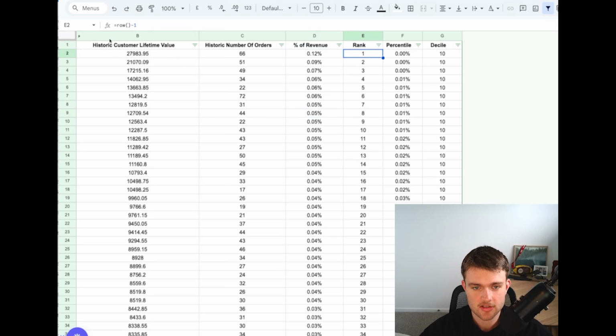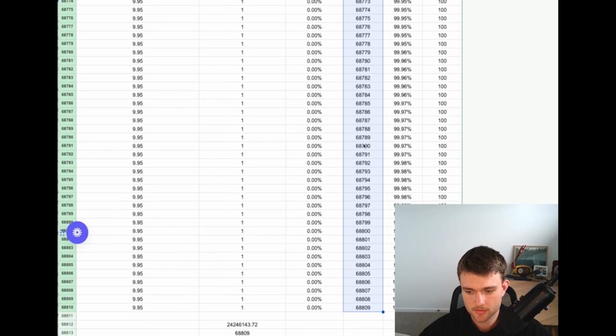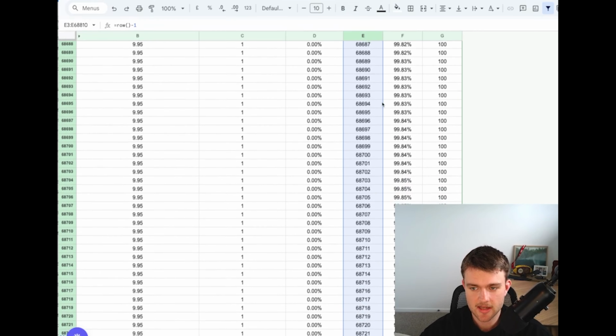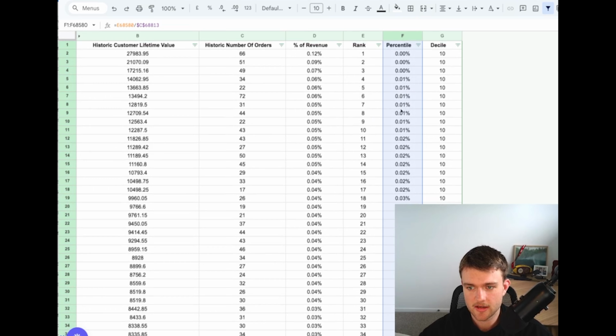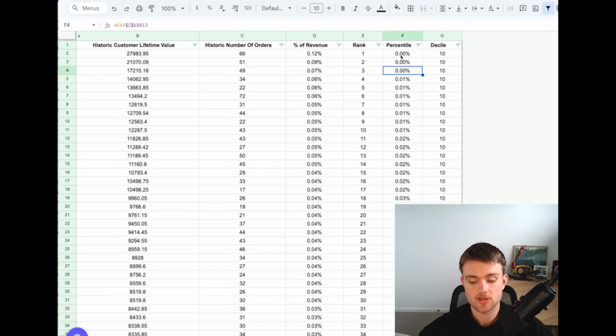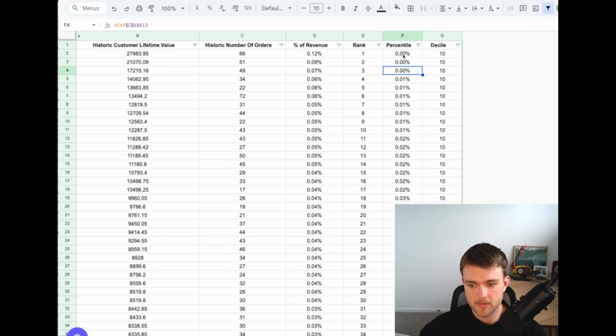Your rank is essentially just the row they're in minus 1. This will update as you filter it. So when I sorted this by descending order, it now has a rank of everyone of 1 through till 68,000. Now, the next thing, we need to calculate a percentile. So a percentile is essentially where does this person fall into out of 100. So 0% being the best customer, 100% being the worst customer. We essentially divide their rank by the total amount of customers.